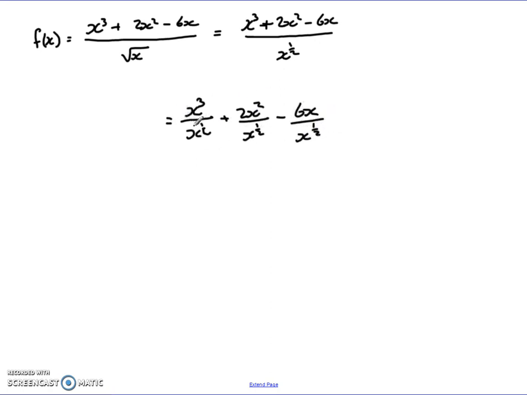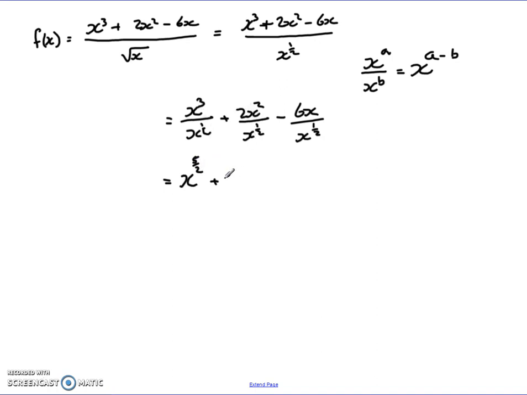So now what I can do is simplify these using more of our index laws. Think back to when we did this. If I had x to the a over x to the b, I could simplify it by doing x to the a minus b. And I can do the same for each of these. So x cubed over x to the half gives me x to the power of 5 over 2. Simply subtract: 3 take away a half.